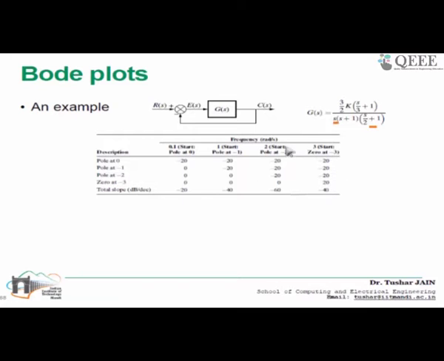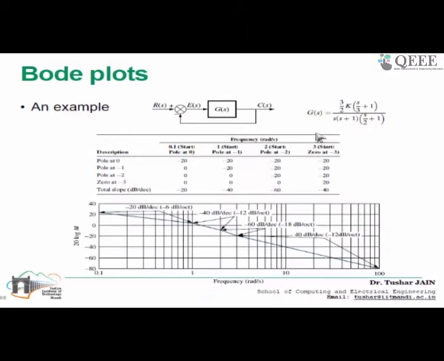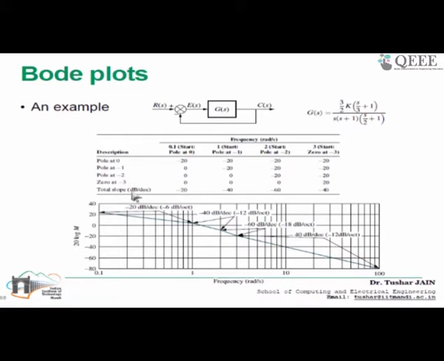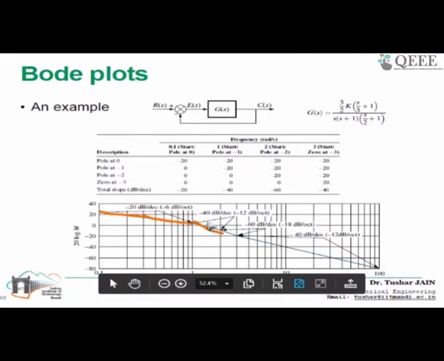So when we sum them up, this is the total slope, and these are the breakaway points while drawing the magnitude response. And this is how our magnitude response looks. We start at 0.1. From 0.1 up to 1, it has a slope of -20 dB. From 1 to 2, I have a slope of -40 dB. From 2 to 3, the slope is -60 dB.